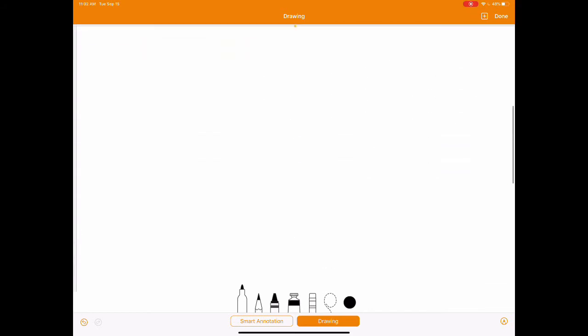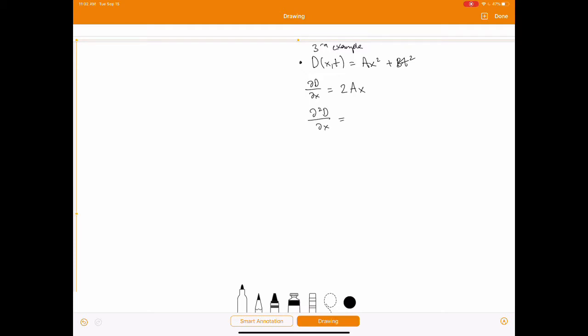So let's try the third example, where we have d of x and t. So this is third example. D of x and t is equal to ax squared plus bt squared. Okay, so we'll take the first derivative with respect to x. Again, that means we're treating t as a constant, so we'll just concentrate on the first term. We're going to have 2 times a times x. If I take another derivative, I'm just going to have 2 times a.